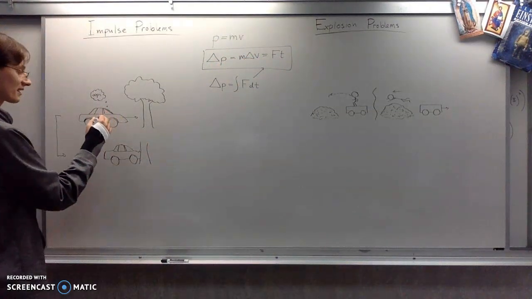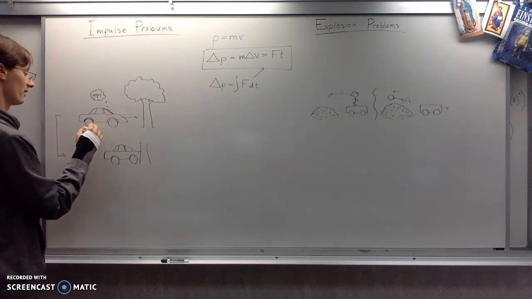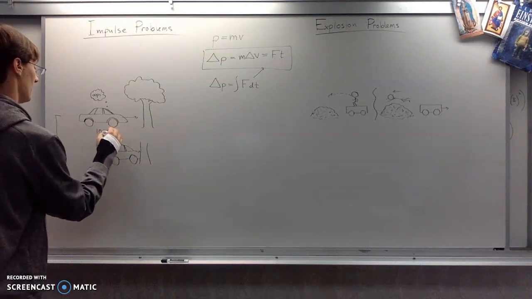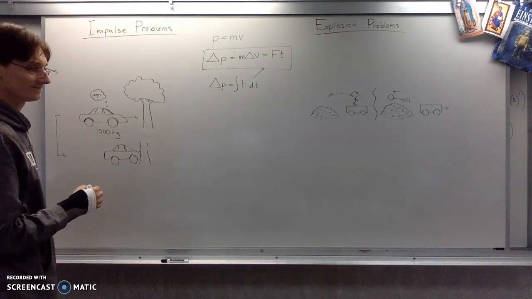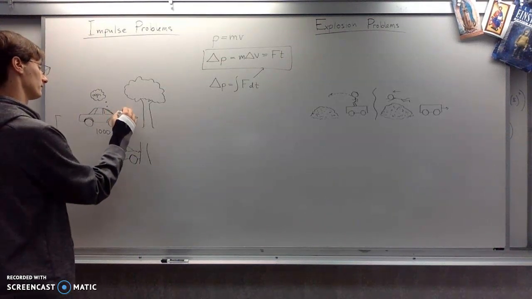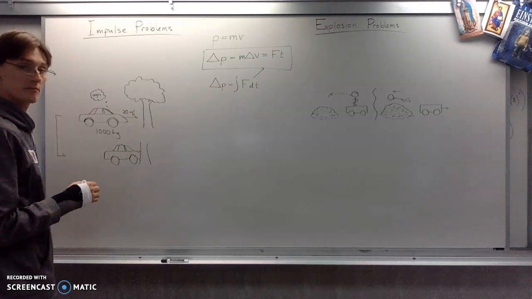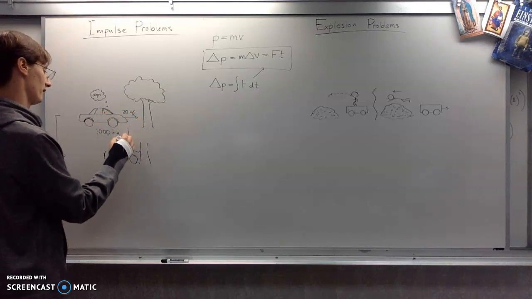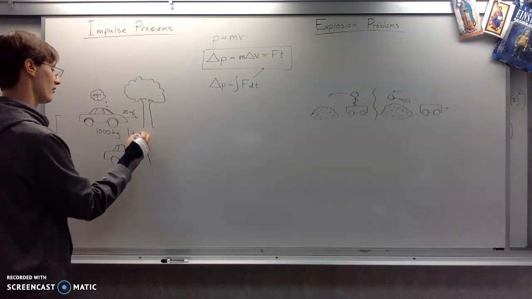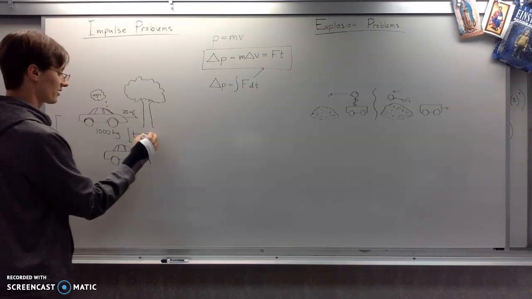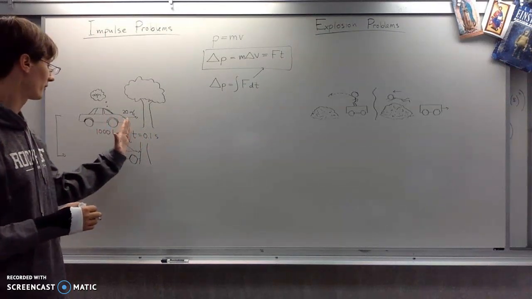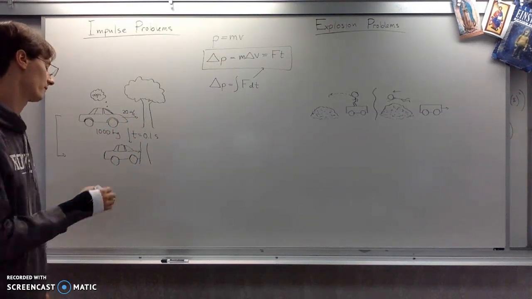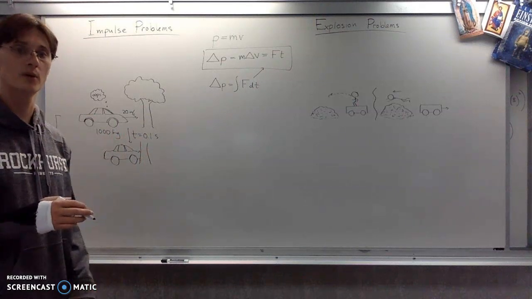Let's say that this car right here has a mass of 1,000 kilograms, and it's moving along at, how about 20 meters per second? The time that elapses between the moment when it begins to hit the tree and when it's done hitting the tree, we'll say that time interval is only 0.1 seconds.